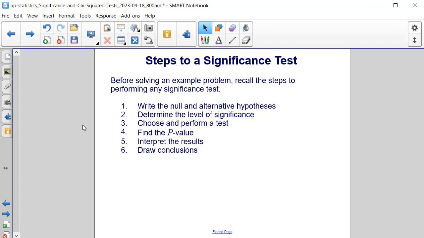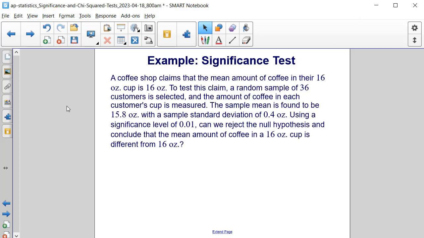Before solving an example problem, recall the steps to performing any significance tests. The first step is to write the null and alternative hypotheses. The second step is to determine the level of significance. The third is to choose and perform a test. The fourth is to find the p-value. The fifth step is to interpret the results, and the last step is to draw conclusions.